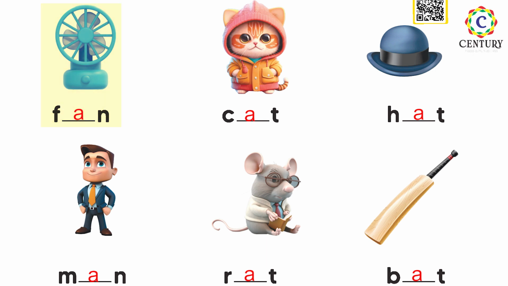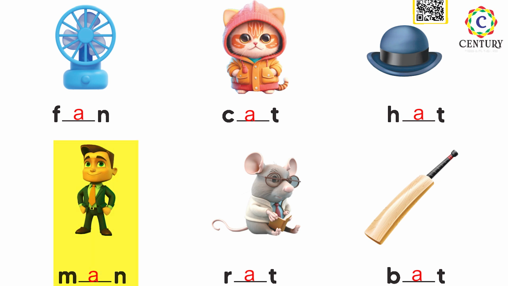And next is cat. Yes, इसमें A आएगा. C-A-T, cat. And next is hat. Hat. H-A-T, hat. Okay, next one is man. Man. Okay, so you have to write letter A. Because, yahan pe A ka sound produce ho raha hai.